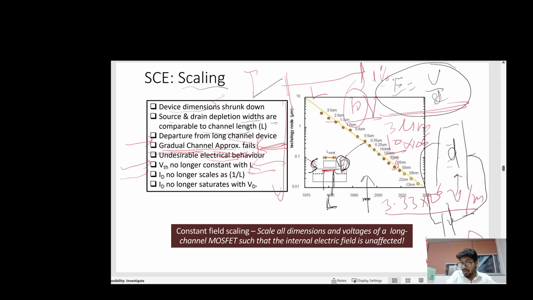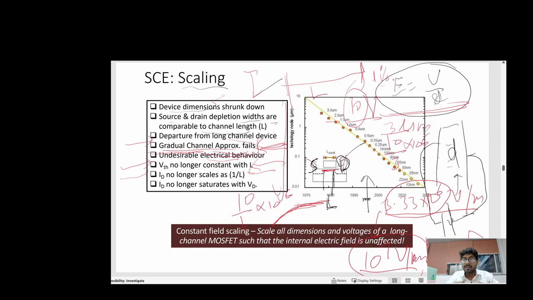Now if you apply 10 volts to a 1 micrometer channel, 10 divided by 1 into 10 raised to power 6, how much will it be? It will be 10 raised to power 7 volt per meter. So it is 3 times more than that electric field. If the electric field is too high, then velocity saturation happens. Have you seen that velocity saturation? Yes, sir.